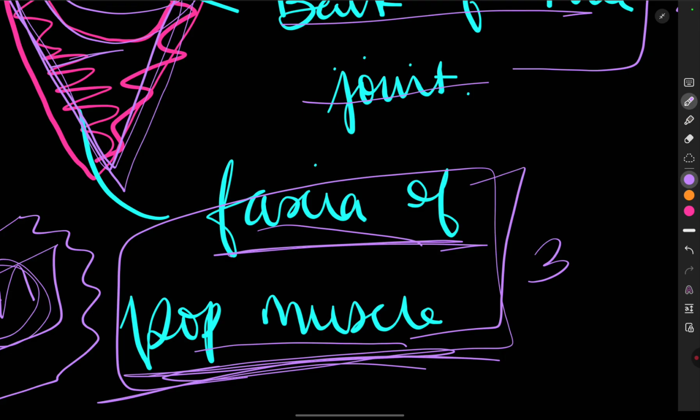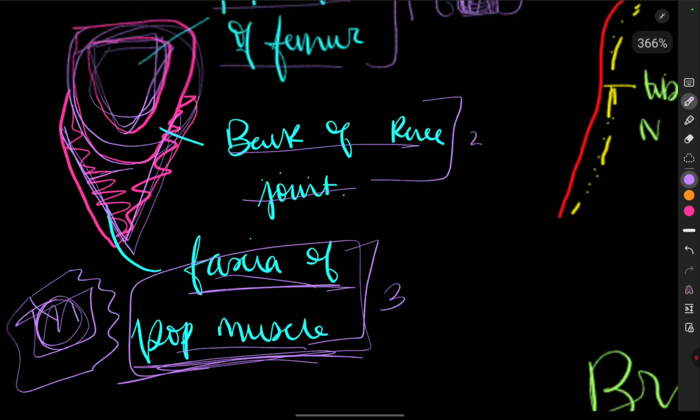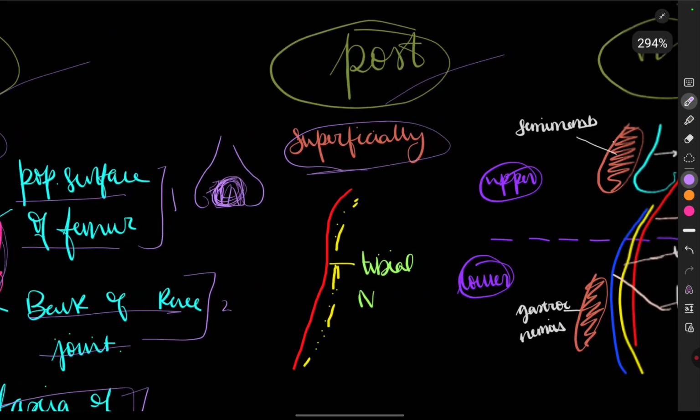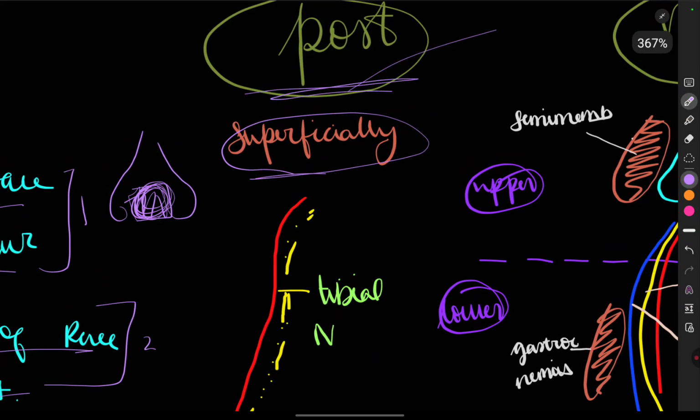So it is always present with its fascia. The roof is formed by the popliteal muscle and its fascia. Okay, the roof of the popliteal fossa. So we are done with the anterior or the deep. Now we're going to see the posterior and the superficial.